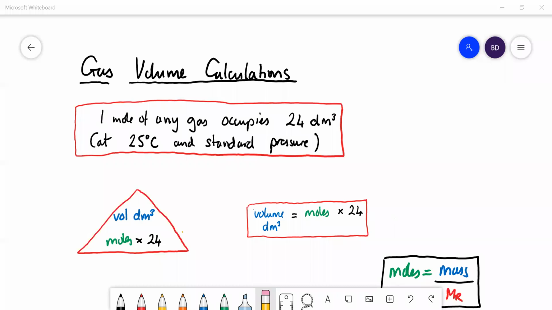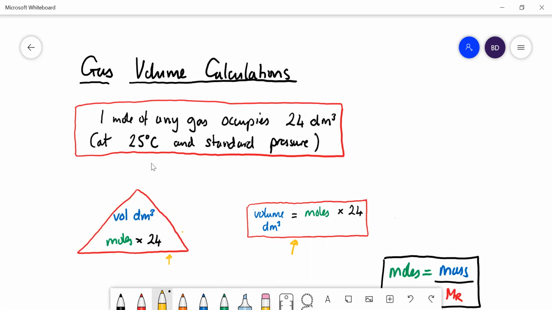Okay, in this video we're going to talk about how we can calculate the volumes of gases. If you look at this statement here, 1 mole of any gas, doesn't matter what gas it is, occupies 24 dm cubed at 25 degrees C and standard pressure. So we can put that into a little equation. To convert between volumes of gases and moles, volume is equal to moles times 24, or if you prefer, the triangle, there you've got that.